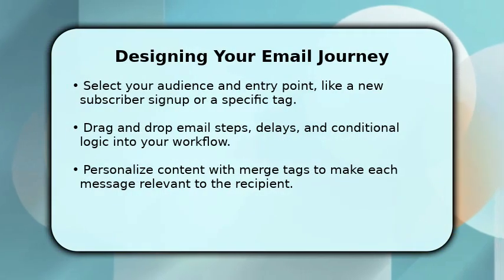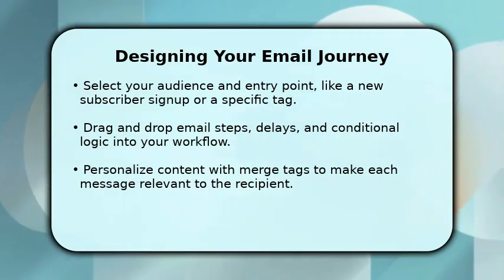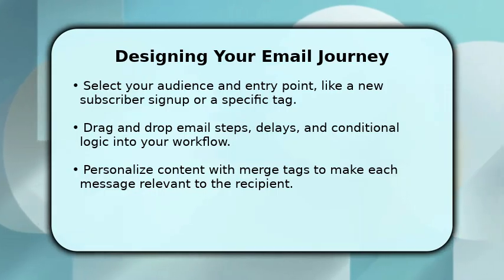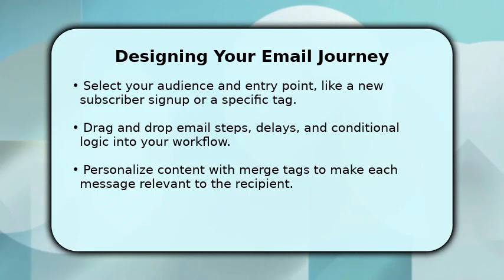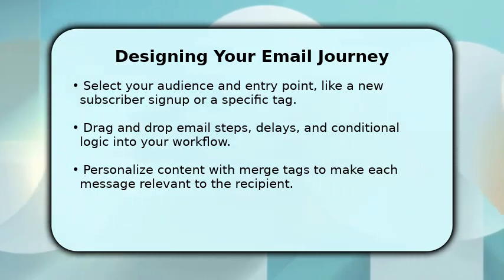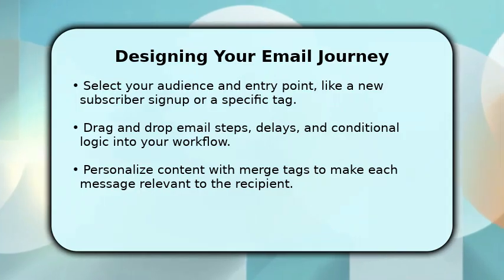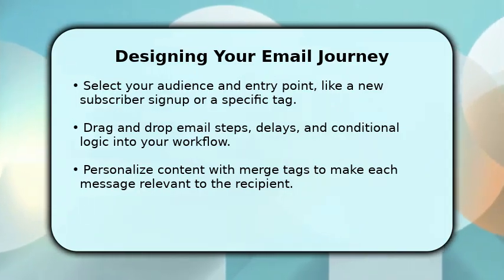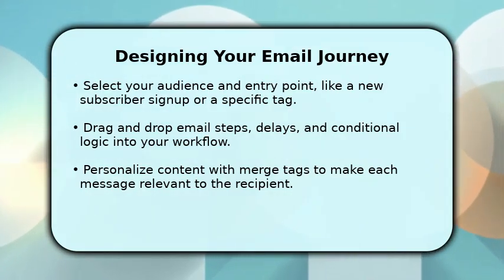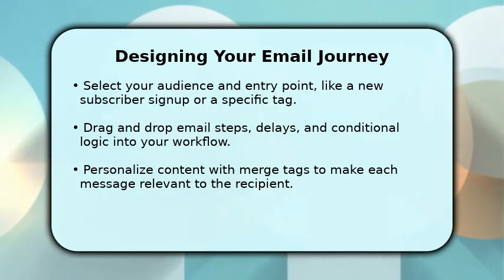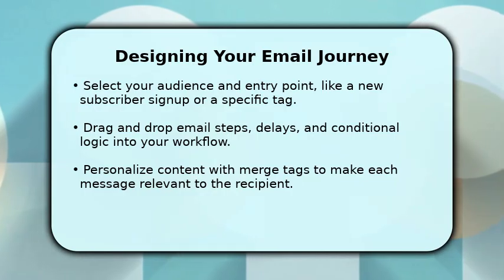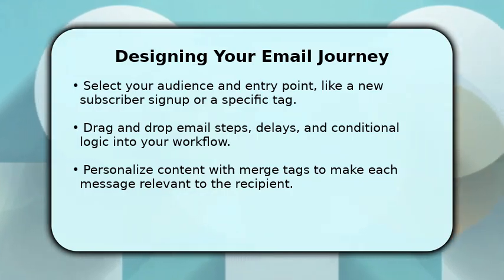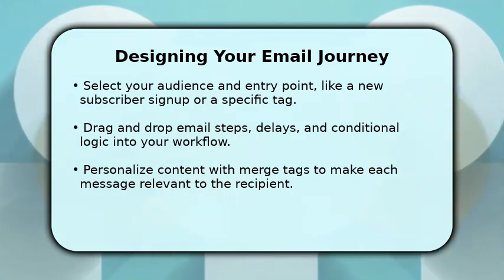Next, let's dive into designing your email journey within Mailchimp. You'll start by selecting the specific audience for your automation and defining the trigger that initiates the sequence, such as a new sign-up or a purchase. Then, using Mailchimp's intuitive builder, you can easily drag and drop various elements like emails, delays, and conditional logic to create a seamless flow. Remember to personalize your messages using merge tags to make each email feel unique and relevant to the recipient, boosting engagement.